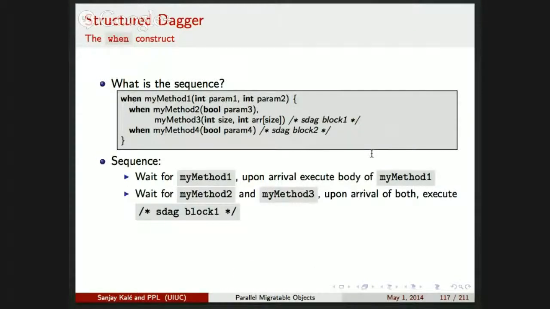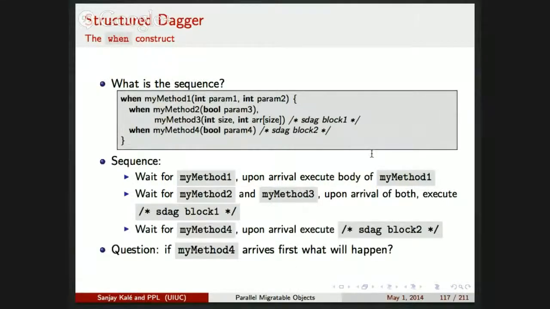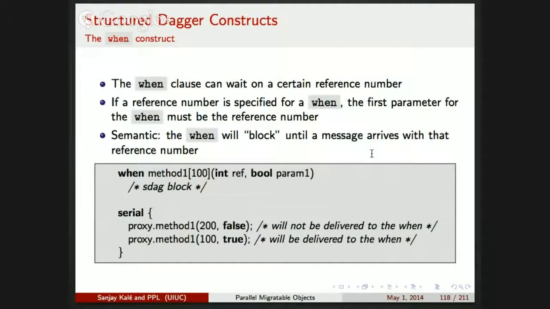So again, this just goes through what I just said. You wait, and then once you receive the messages, you continue. So again, here, if method 4 arrives first, the method will just be buffered by the runtime system, and only when it's ready to be executed will it actually be called. We can also use when to wait for reference numbers and get even more complex with the when.